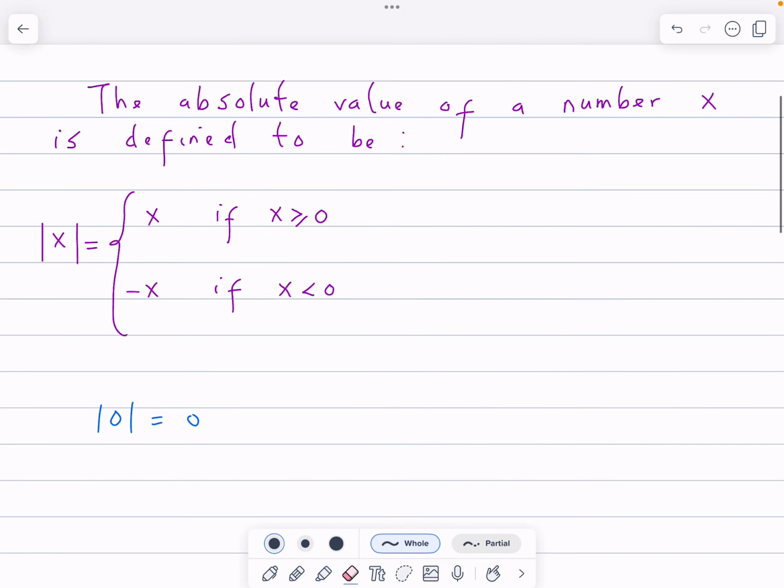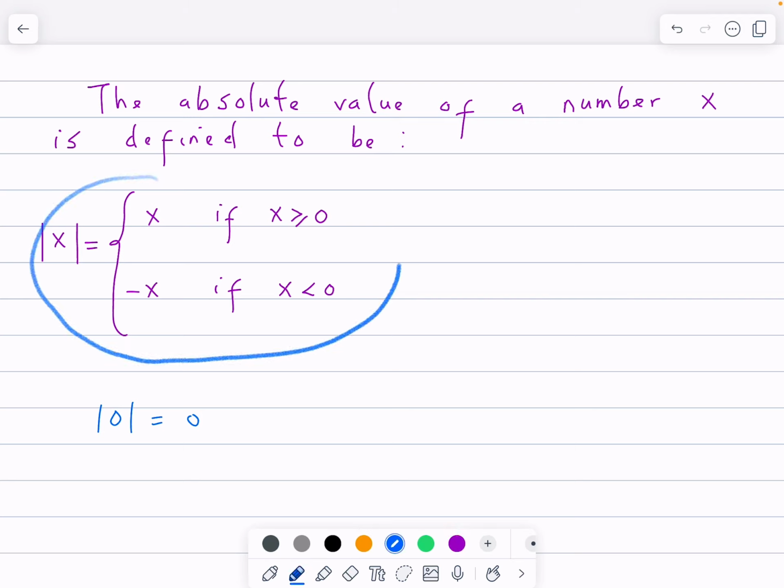Hello friends, I just want to explain this definition of absolute value. The absolute value of a number x is just this piecewise function that we have here. It's going to be x if x is greater than or equal to 0, and negative x if x is strictly less than 0. So let me just explain.